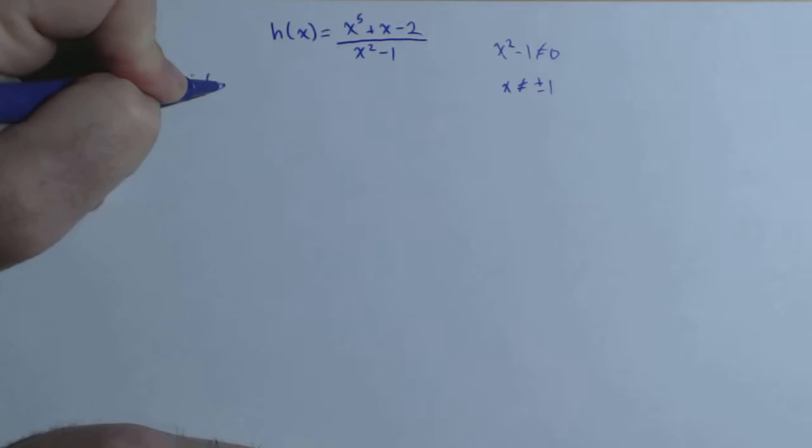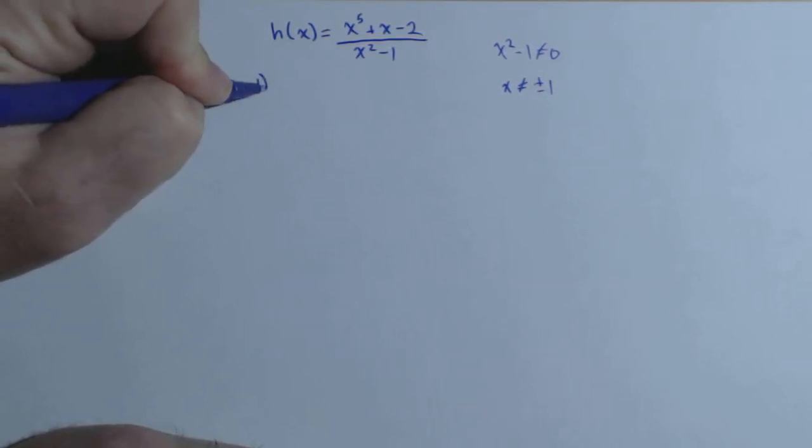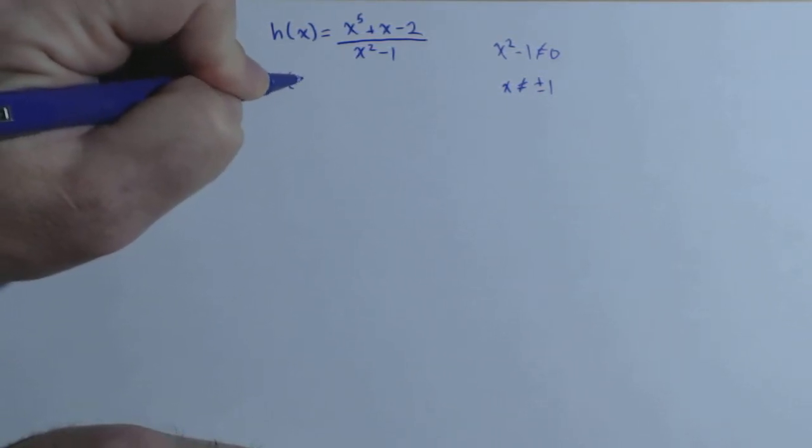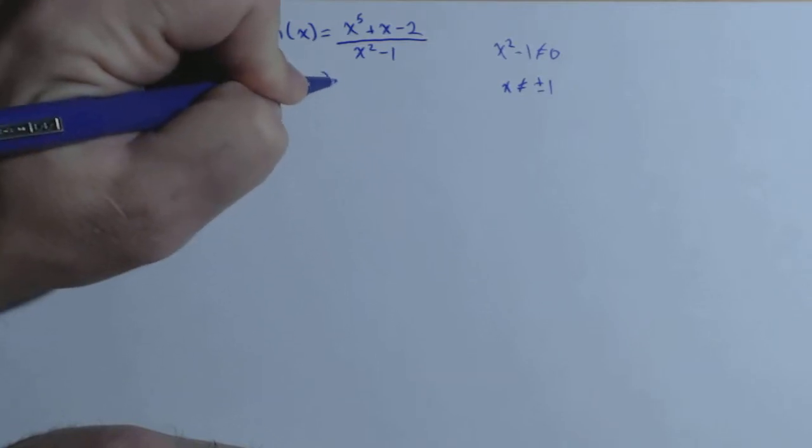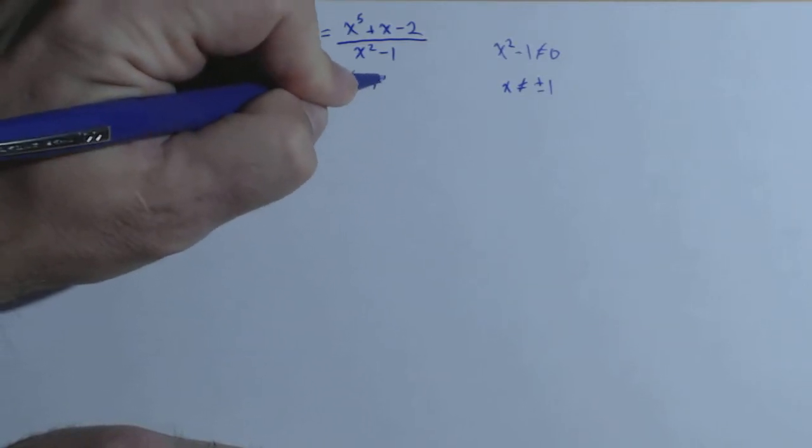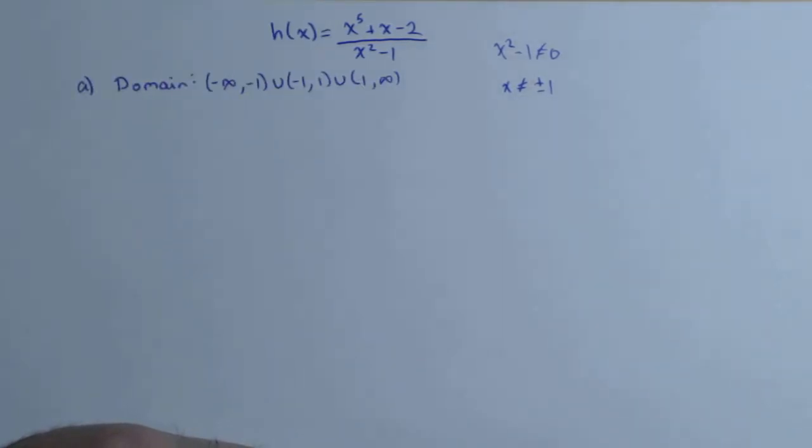So in interval notation, we have negative infinity to negative 1. We want to exclude negative 1. We also want to exclude positive 1, and union 1 to infinity. So there's the domain of this function. So 1 is going to be our point of interest, but it's clearly not in the domain. So let's investigate further using a limit.